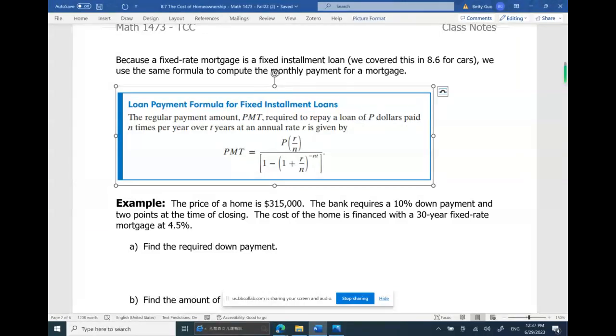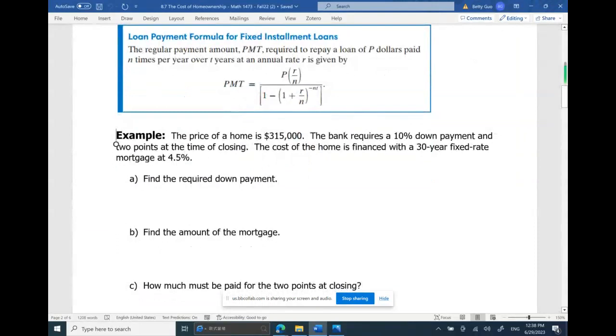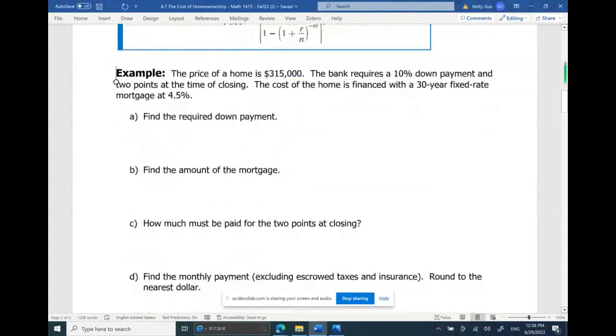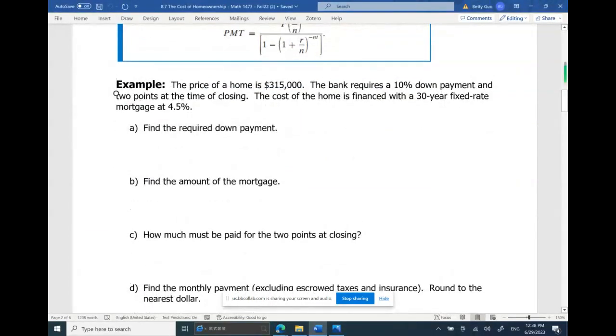So T is the time in years, and n is 12 because you deposit the payment every month. As I said, when you do the homework, be careful. You might see some problems where n is not equal to 12. So pay attention to the information. Well, let's solve problems. Example 1.